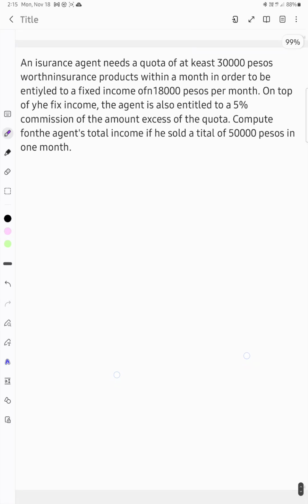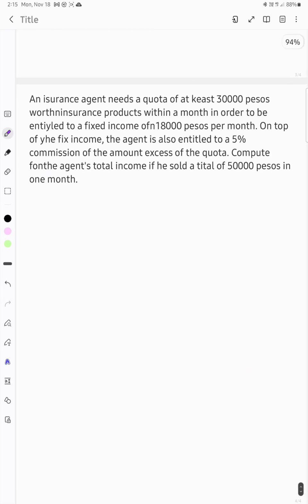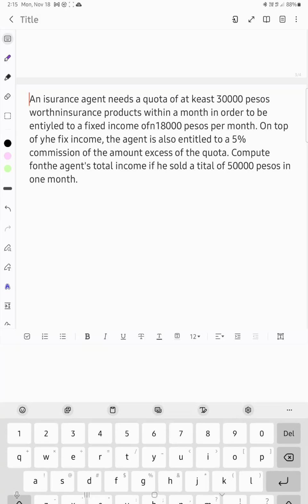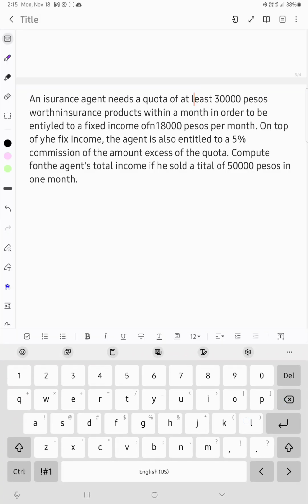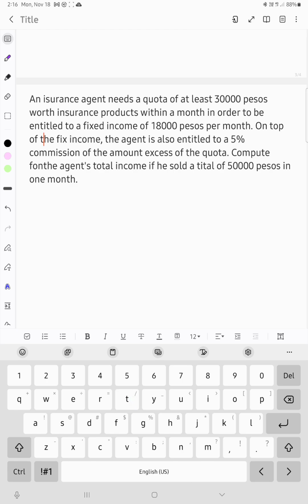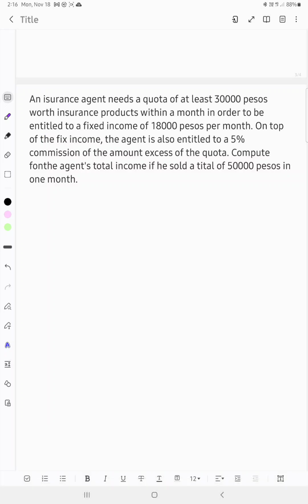Now, let's have the last problem. An insurance agent needs a quota of at least 30,000 pesos worth of insurance products within a month in order to be entitled to a fixed income of 18,000 pesos. So the salary is 18,000 pesos per month. On top of the fixed income, the agent is also entitled to a 5% commission on the amount in excess of the quota.